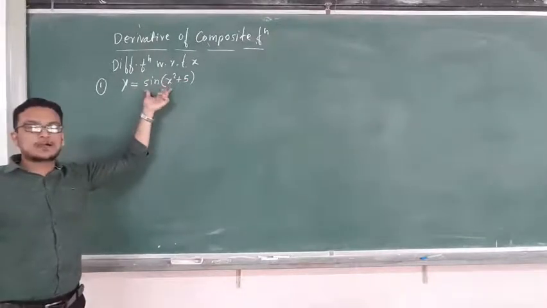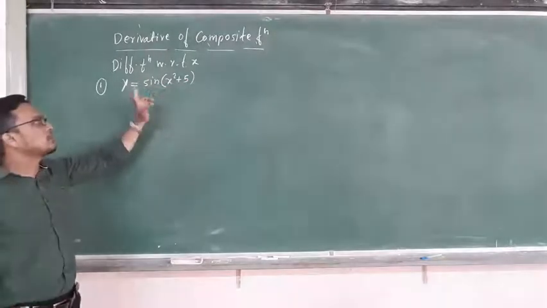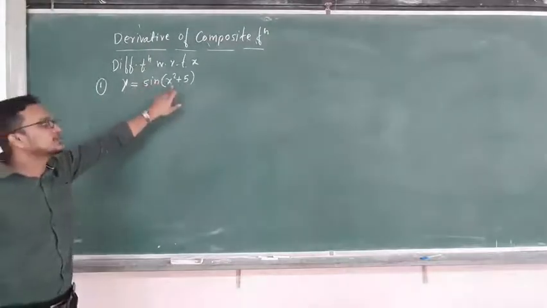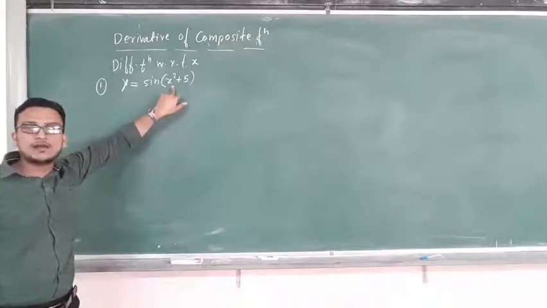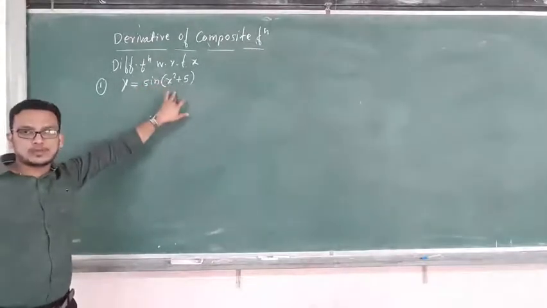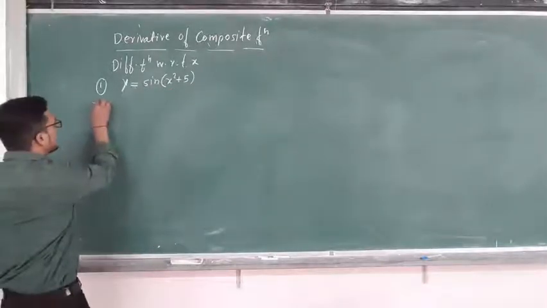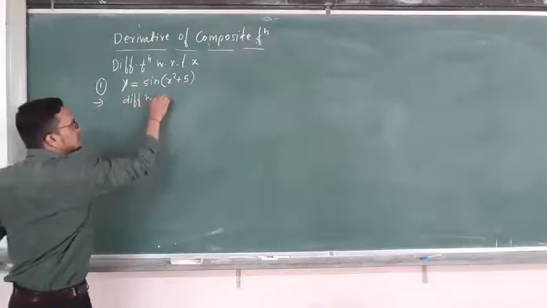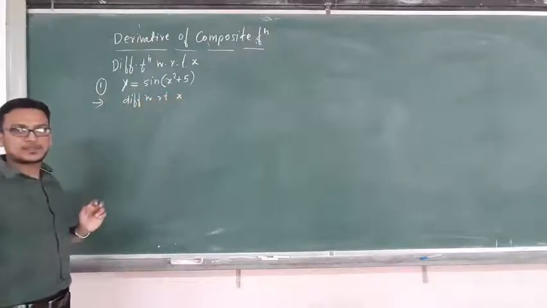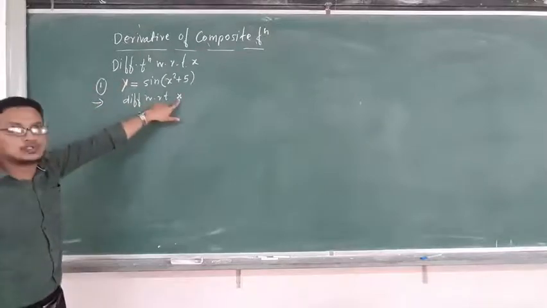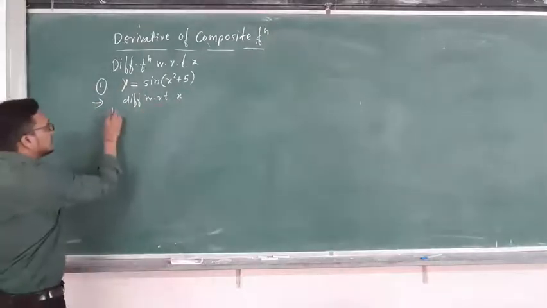This is called a composite function. It is made up of two functions. One is sine, that is a trigonometric function. The other is x square plus 5, a polynomial function. So it is made up of trigonometric and polynomial. We have to differentiate this with respect to x. Now the derivative of y with respect to x is dy by dx.